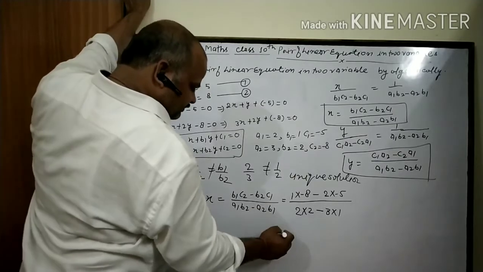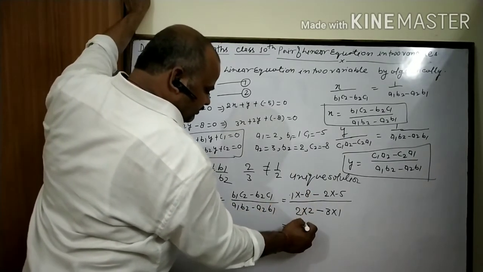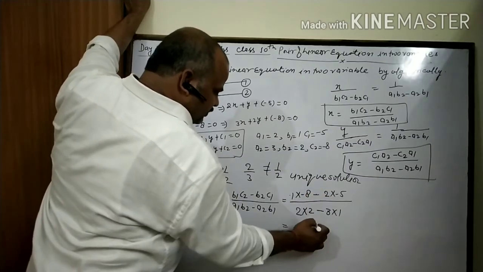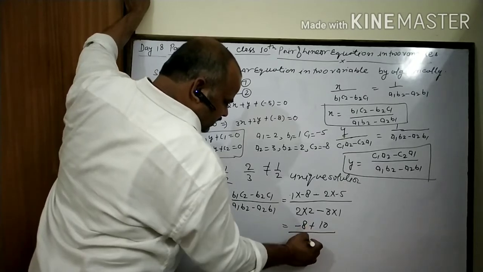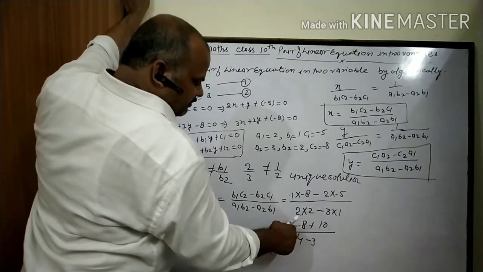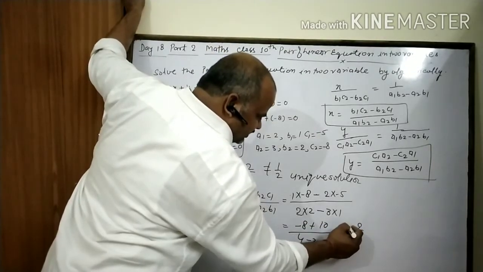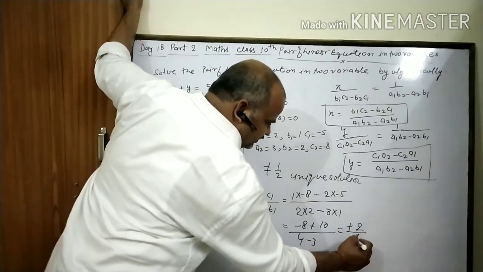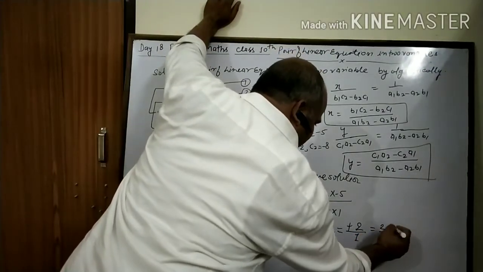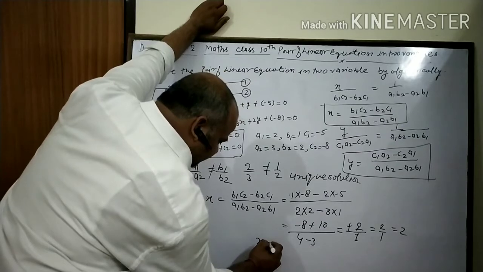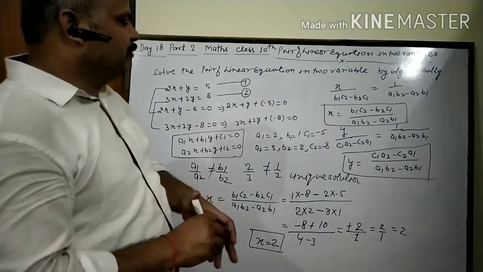Clear? Then if you solve, plus into minus is minus: 1 times 8 is 8, so minus 8, minus into minus is plus, 2 times 5 is 10. And here 2 times 2 is 4, 3 times 1 is 3. The signs are different, so the numbers are subtracted, it is 2, and we put the sign of the greater number, which is plus. And 4 minus 3 is 1. Then it is 2 upon 1, which means 2. It means the value of x is 2. In the same way you can find the value of y.